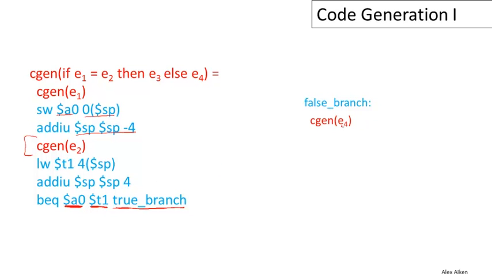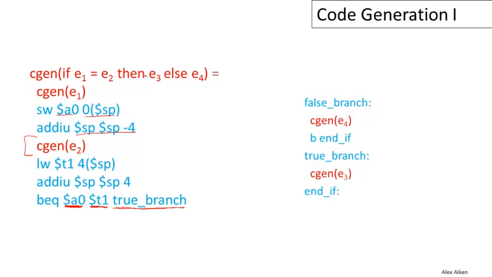Well, then we want to evaluate E4, and that will leave the value of E4 in the accumulator, and that will be the value of the entire if-then-else in the case where the predicate is false. So when we're done, we're going to jump now to some code that will just clean up and end the if statement. We'll see what that does in a moment. Otherwise, we still need to implement the true branch, so we'll put the label for the true branch here. And what do we do on the true branch? Well, we just evaluate E3.